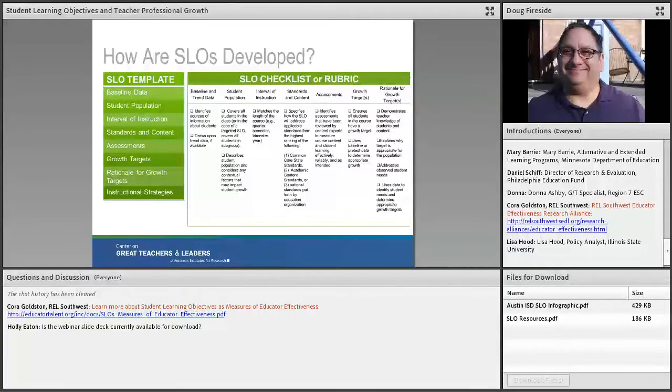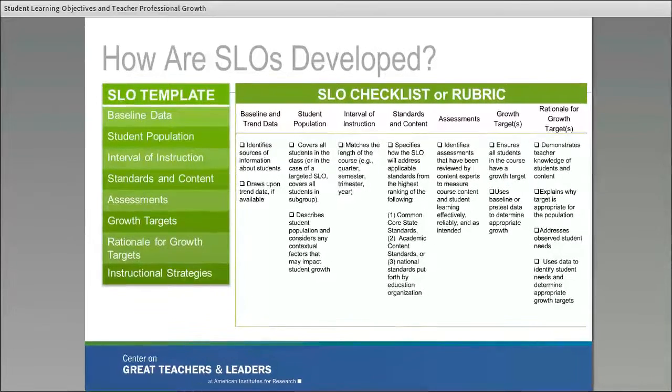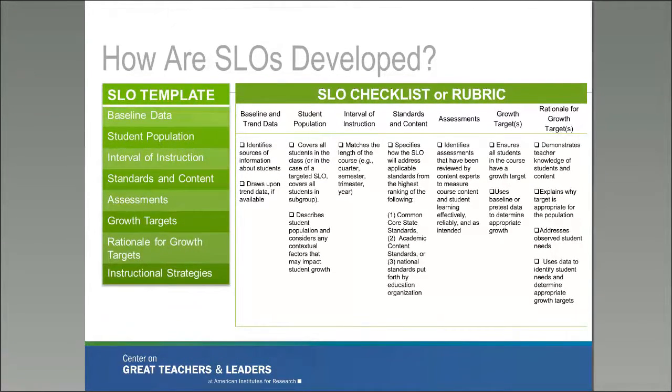So, how are student learning objectives, or SLOs, developed? This really varies state to state or district to district, depending on the model that's being used. Two of the most common tools that are used are an SLO template or an SLO checklist or rubric. And in many states and districts, they use a combination of these things to help teachers or teacher teams or principals develop their student learning objectives.